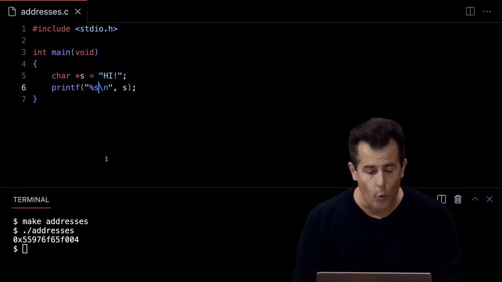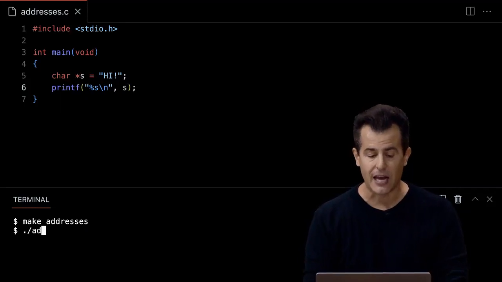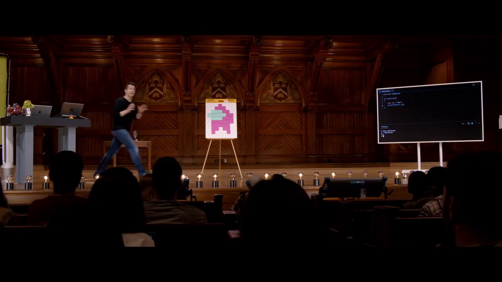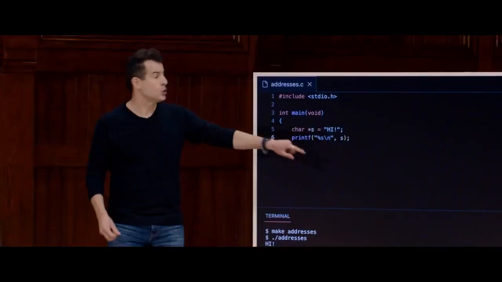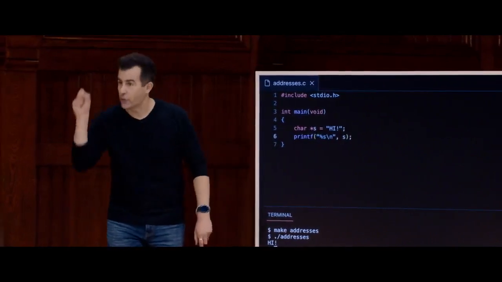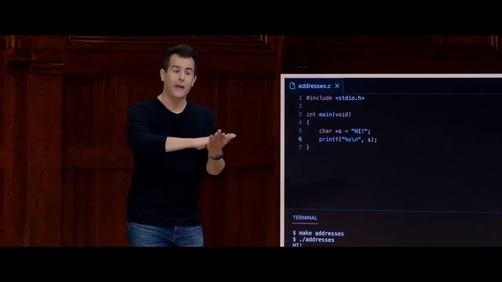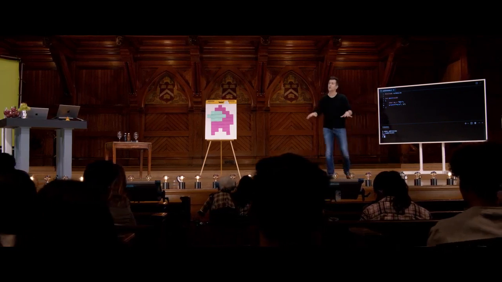So simply by changing one character, %p to %s, and if I now do make addresses again and ./addresses, this now is identical to week 1. Hopefully it makes sense, because %s is just a clue to printf that means go to this address in s, and we'll print out every character there and thereafter until you see what? The null character, and then stop printing anything more. And this is why hi has printed since week 1.